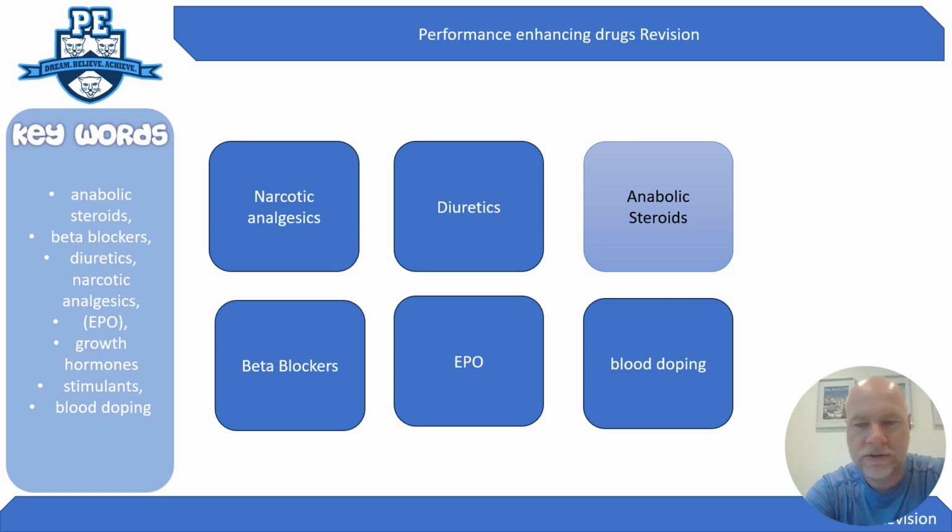Hi everyone, today we're going to look at performance enhancing drugs and revision for the GCSE PE exam. So this is obviously for Edexcel, and the main areas that they typically ask questions for are narcotic analgesics, diuretics, steroids, beta blockers, erythropoietin, which is EPO, and blood doping. So these are the main areas that come up, and the most commonly asked area is anabolic steroids. So if you're going to revise one particular performance enhancing drug, go for anabolic steroids.